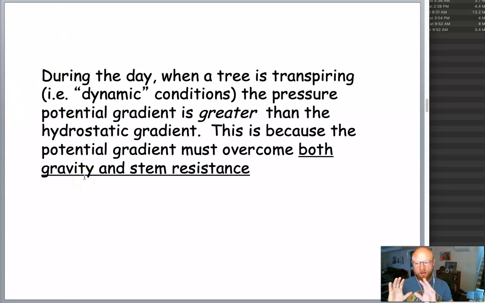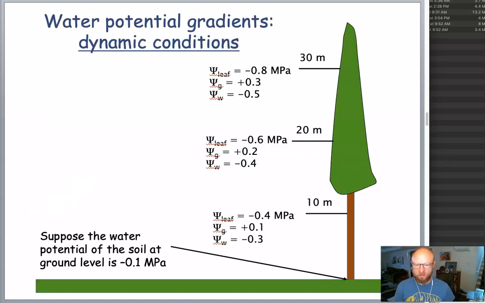So that's under hydrostatic conditions. During the day, when a plant is actually transpiring, the pressure potential gradient is going to be greater than the hydrostatic gradient. So that means there's going to be a more negative value at the top of the tree pulling water up the tree, and that's going to result in the movement of water. So here's just an example of what this tree might look like during the daytime.